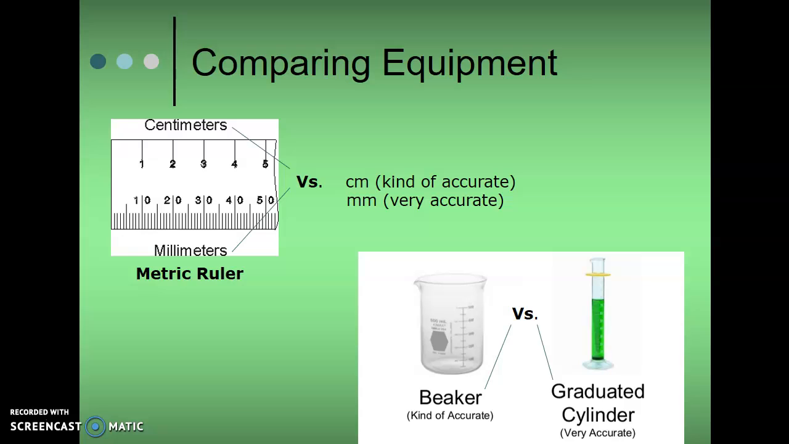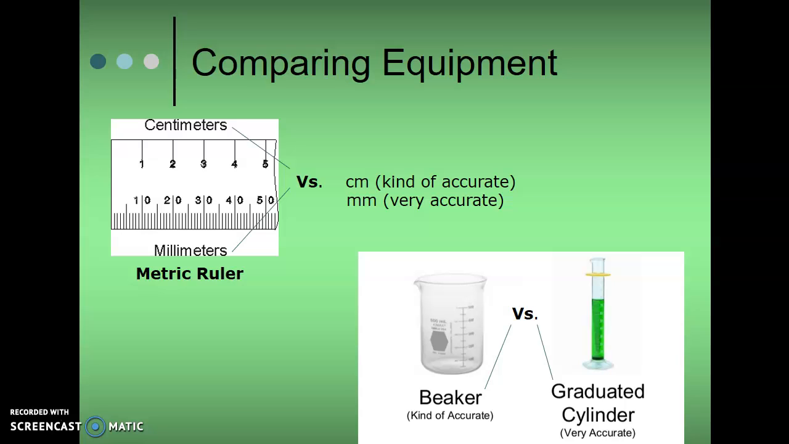When we're looking at lab equipment or equipment to measure, we have to compare and see what is going to be the best equipment for us to be able to measure with accuracy and precision. So if we're looking at a ruler, we have centimeters on the top and millimeters on the bottom. Centimeters are going to be somewhat accurate, and then millimeters are going to be very accurate. Notice that the millimeter side of the ruler has a lot of different lines, whereas the centimeters has a very large gap between each of the numbers. That's why it's going to be less accurate than the millimeters.